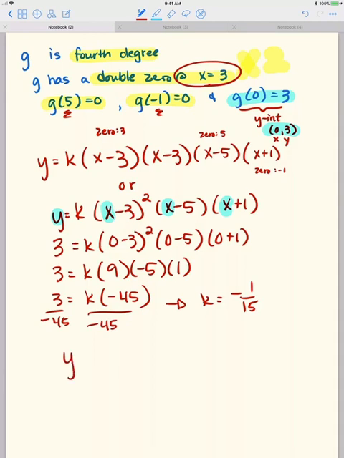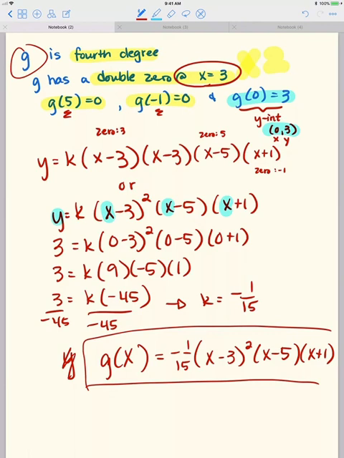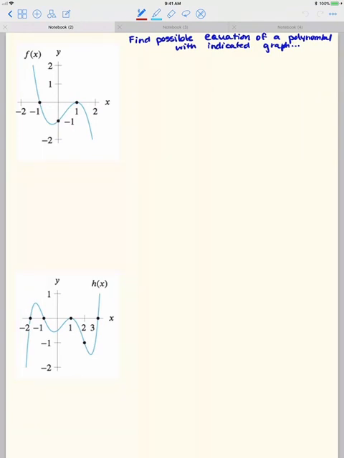So my possible fourth degree polynomial, which is actually a g function, so I'll put g of x here, is negative 1/15 times x minus 3 squared times x minus 5 times x plus 1. Again, it's just finding a possible polynomial function that satisfies the properties that are given. And that's a verbal description of the zeros and points that it goes through that you may be asked to find. The other alternative in this section you'll be presented with is finding that equation from a graph, but it'll be extremely similar.